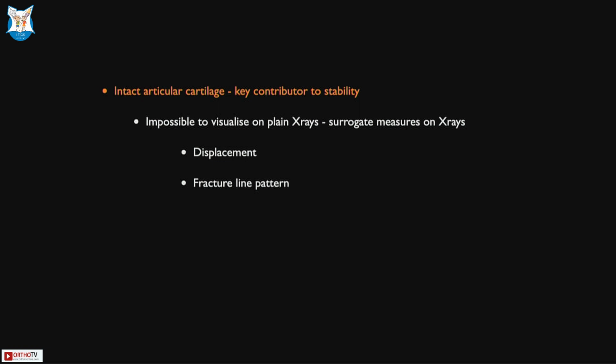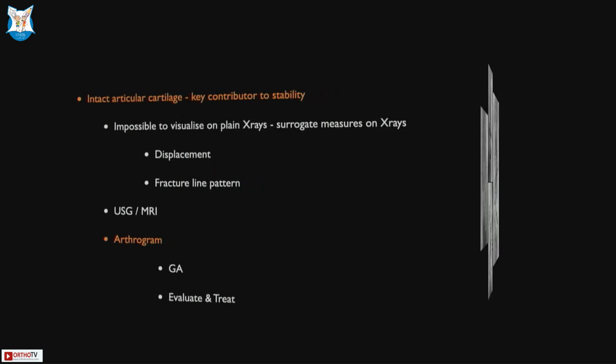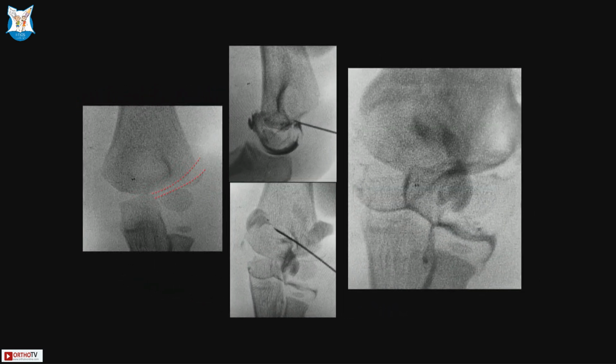You see what the fracture line pattern is. Are they both converging? Are they parallel fracture lines? You can use ultrasound and MRI, but that's not used in routine practice, so I wouldn't recommend that. Where in doubt, the best way that most of us assess the intactness of the articular hinge is by doing an arthrogram, which means you have to take the patient under anesthesia and most often end up fixing it as well.